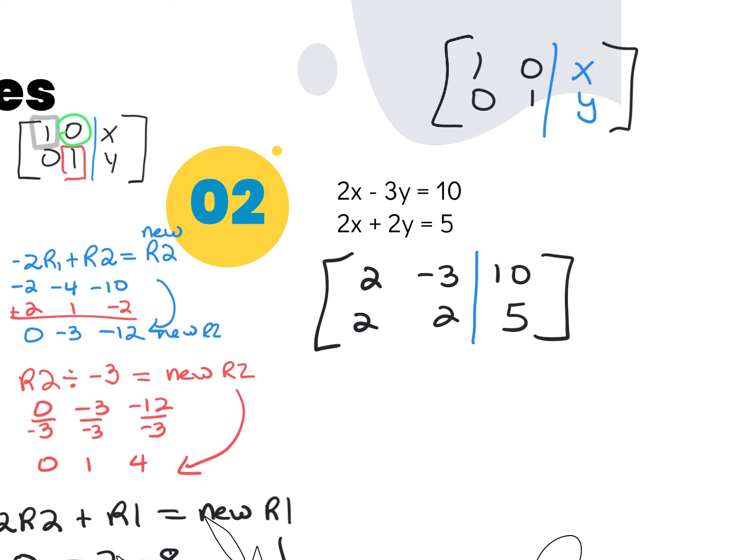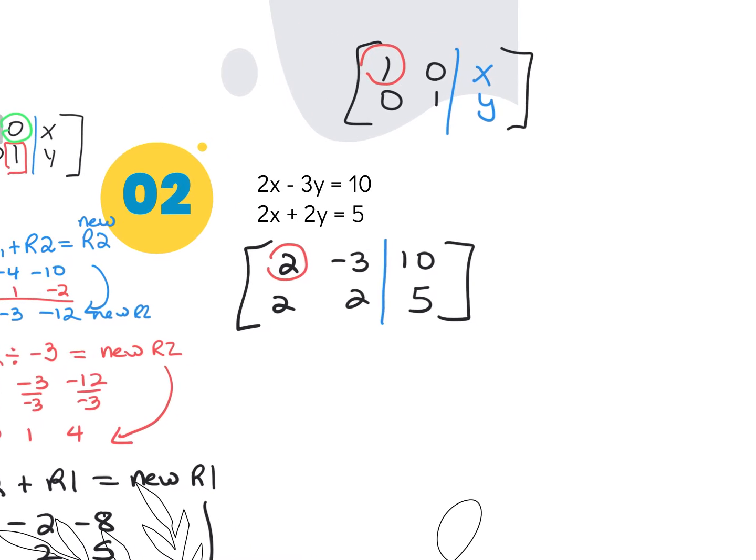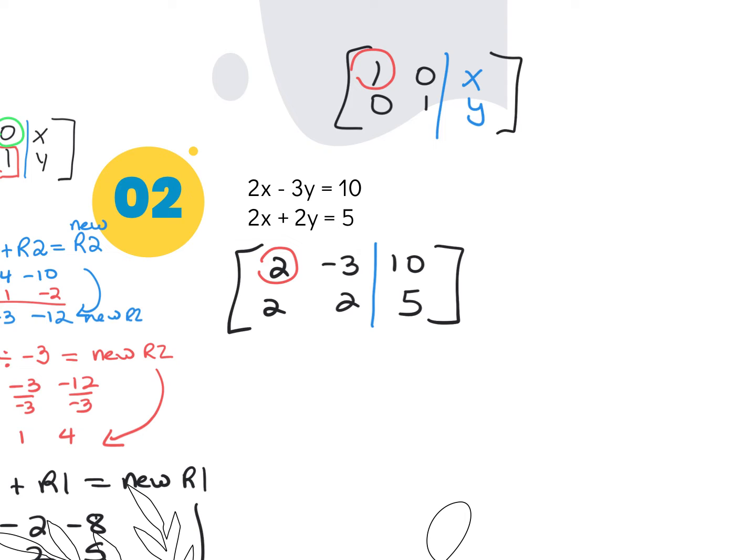All right, so again, I need to work on changing this 2 so that it's a 1. And again, remember, to change a number to become a 1, we're going to divide it by itself. So what I'm going to be doing, my first thing that I'll do is I'm going to take row 1 and I'm dividing it by positive 2. This will give me my new row 1 with a 1 in that top spot.